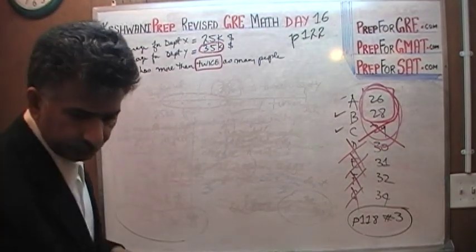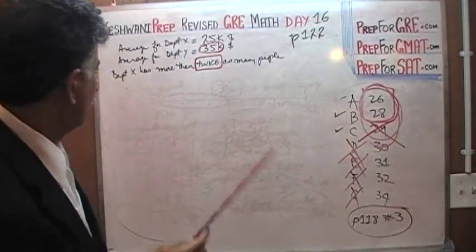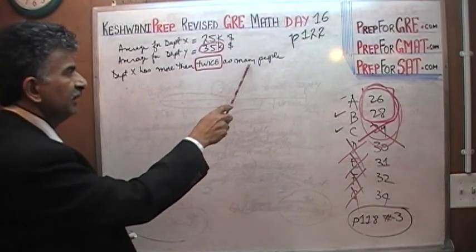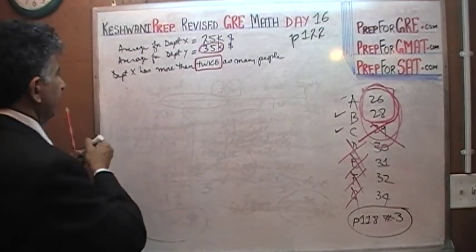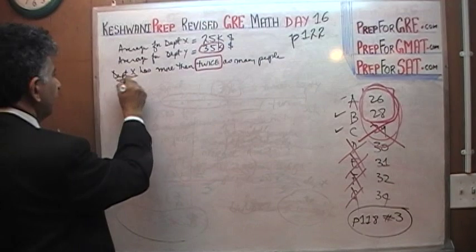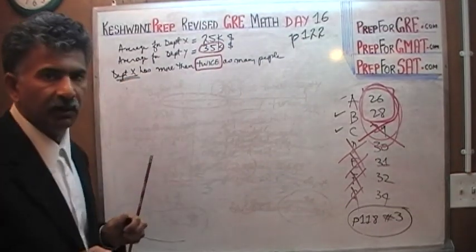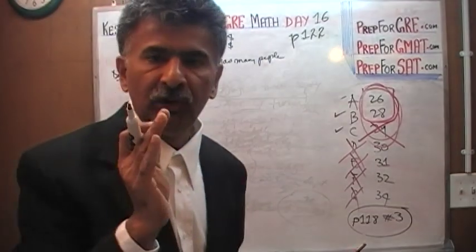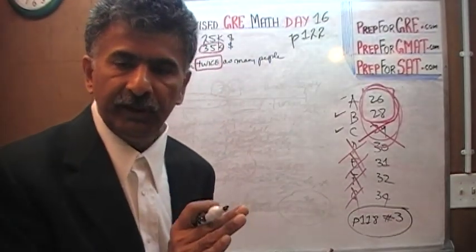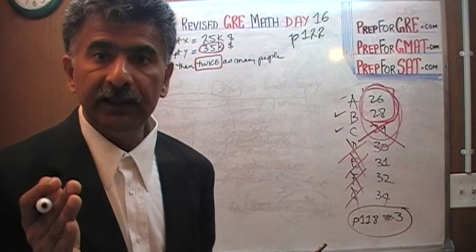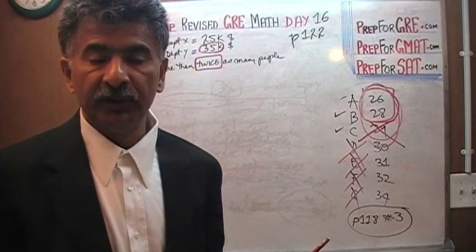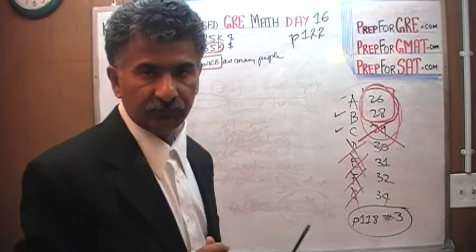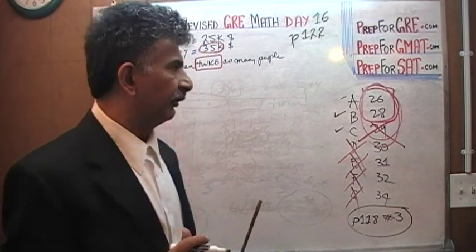In other words, we know that Department X has more than twice as many people, but we are asking ourselves exactly how many more? What is exactly the ratio between the number of people in Department X and the number of people in Department Y if the overall average for the entire firm happens to be $26,000? So let's find out.